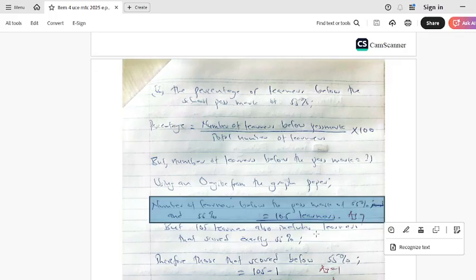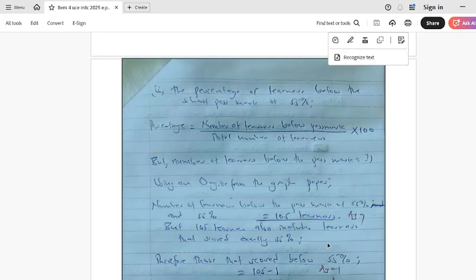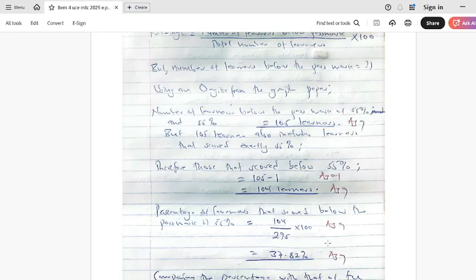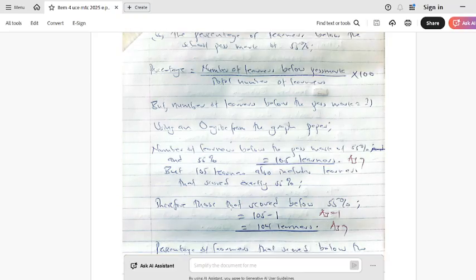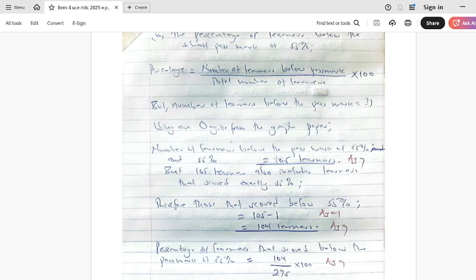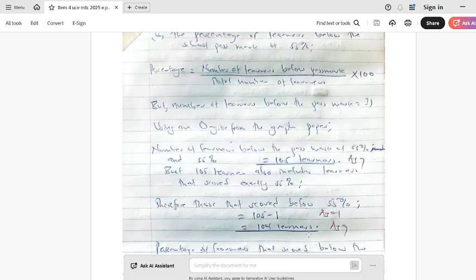That below 55 means someone who has scored 55 has passed. But if you look at the number of learners that scored the pass mark of 55% and below, the 105 students are those that scored 55 and others below 55. But we want those that scored 54 and below. So that's why we are subtracting one. Those that scored below 55%, we get this figure minus 1, coming up with 104 learners.